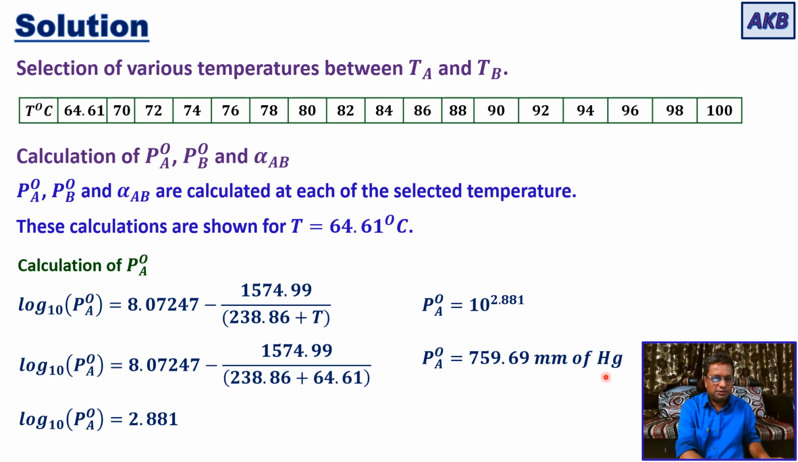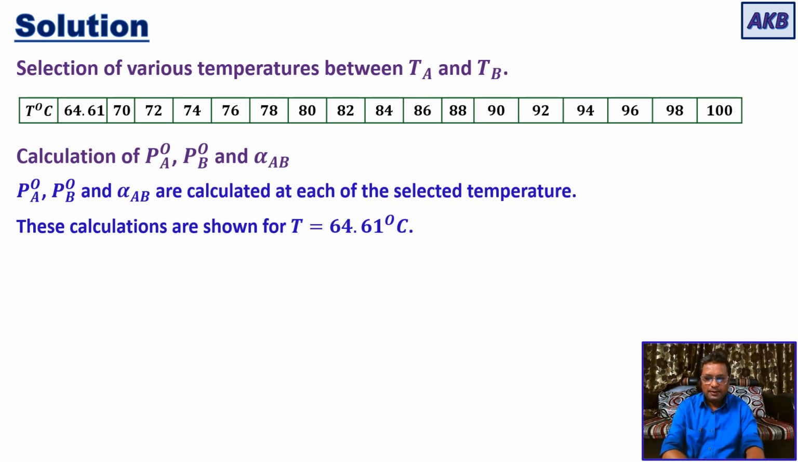This is the vapor pressure of methanol, because 64.61 is its boiling point at 1 atmosphere. So naturally, if you use the boiling point in the Antoine equation, the vapor pressure that you will get will be equal to atmospheric pressure. 759.69 is almost 760 mm of Hg.